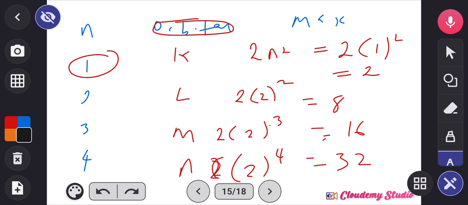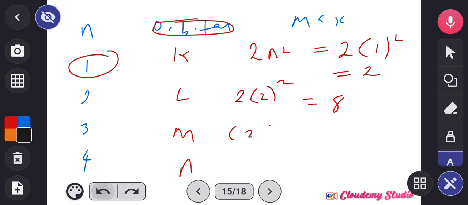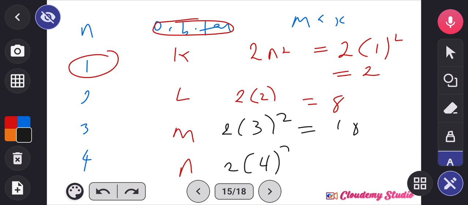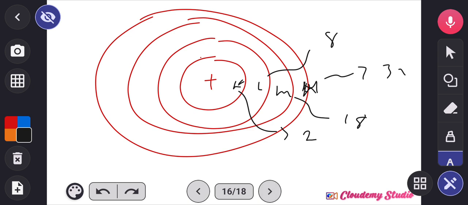Sorry, I've seen where I made the mistake. So we have, this is supposed to be 2 into brackets 3 raised to power 2, and that's 2 times 9, that is 18. And this one is supposed to be 2 into bracket 4 raised to power 2, and that's 32. So that is what we have here: 2, 8, 18, 32, right?